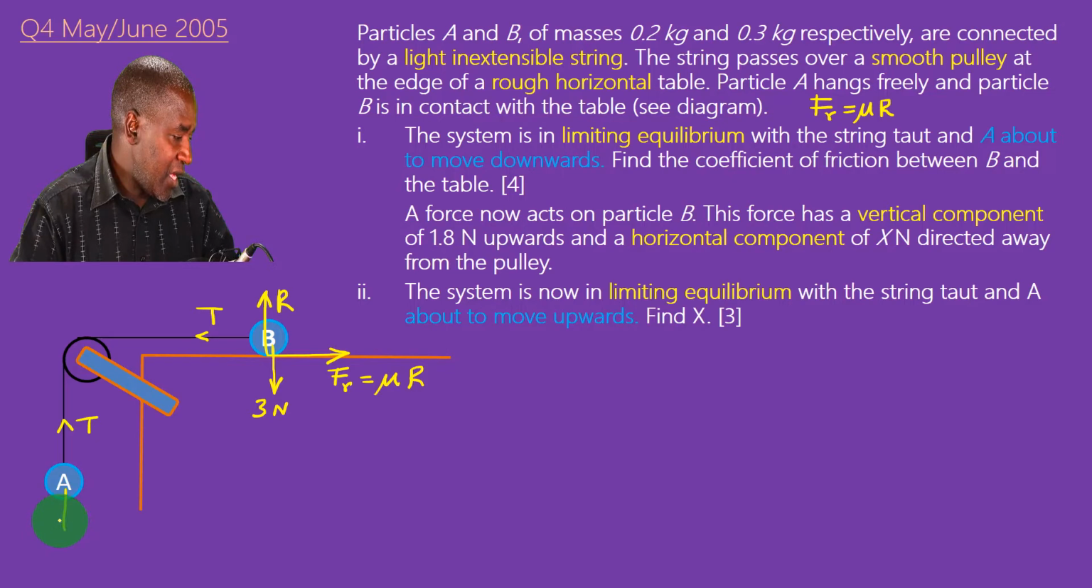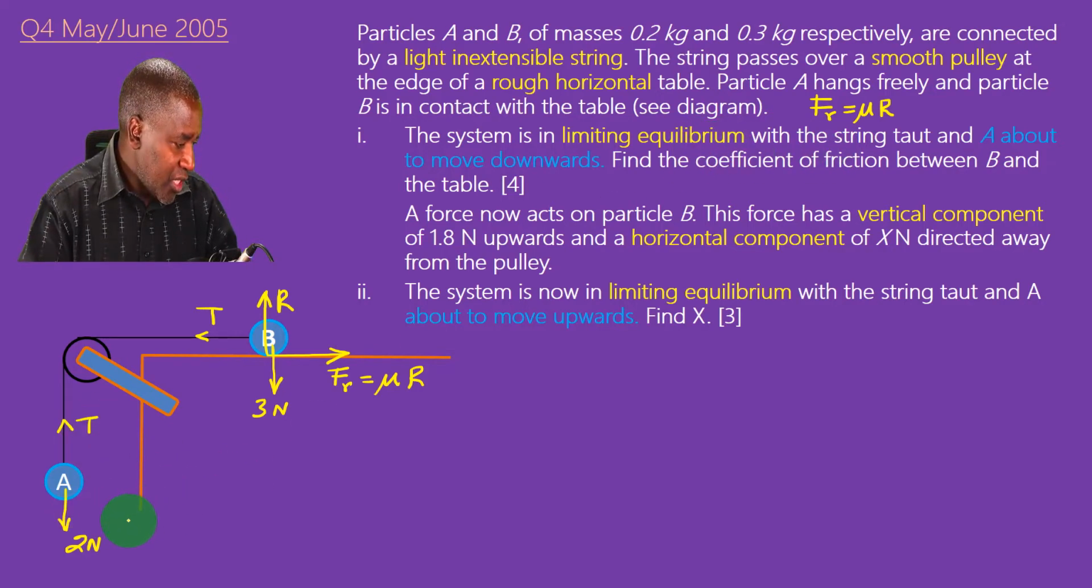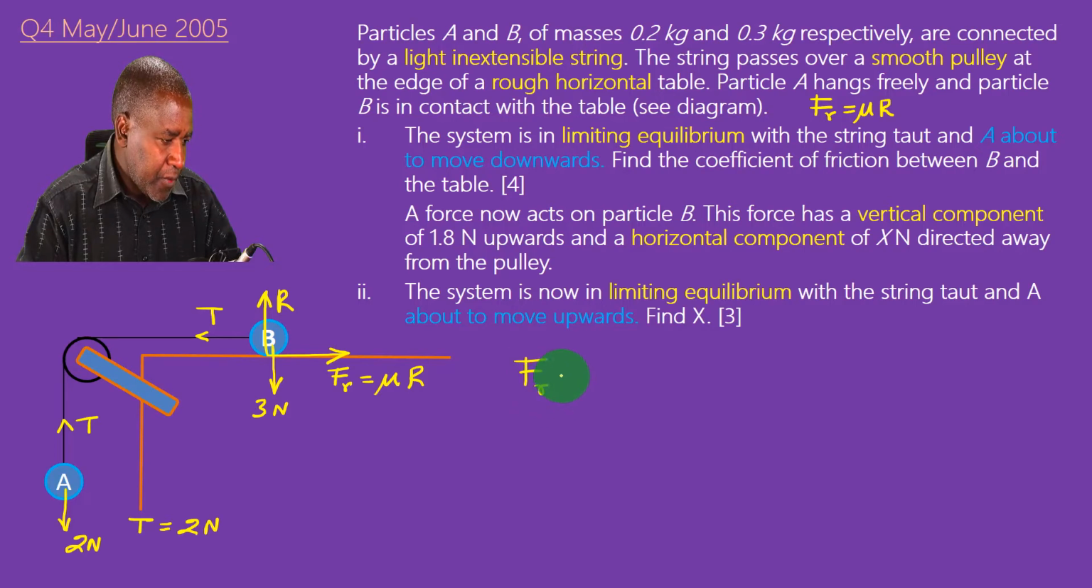The weight of A is 2 newtons. Because the system is in equilibrium, from this situation here, T is equal to 2 newtons. And from this situation here, the friction force, which is equal to mu R, must be equal to T. That is what it means. And since T is equal to 2 newtons, then mu R is equal to 2.